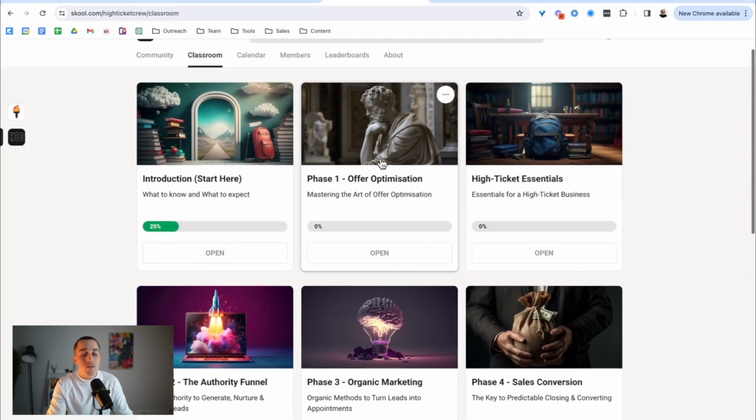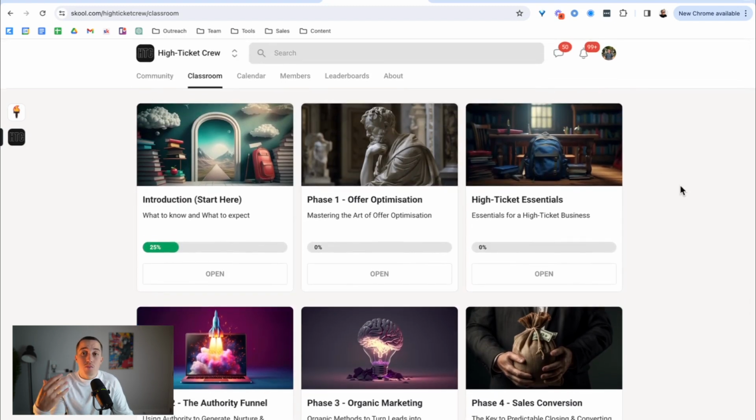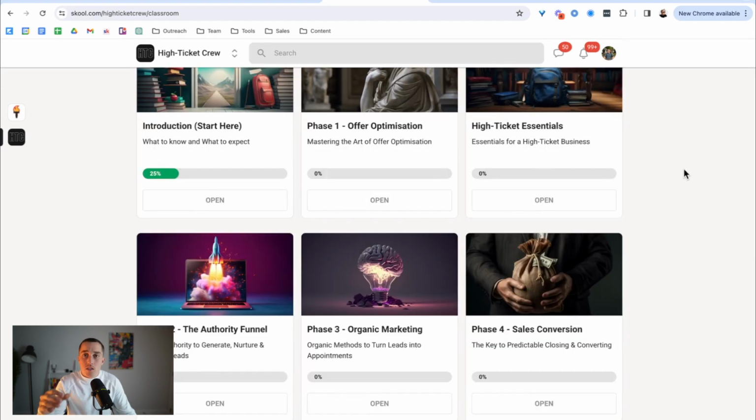So phase 1, we obviously go over offer optimization. That's creating an offer, pricing it, delivering it, everything. MVP, who you're going to target, and so on and so forth. Niche, everything, right? That's what we go over in phase 1. And then we go over high ticket essentials. These are all the software tools, everything that I use to systemize my business on the back end, everything that you're going to need as well.